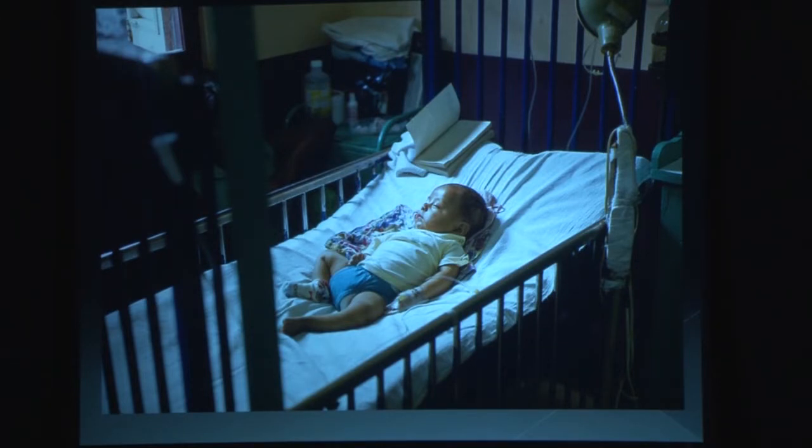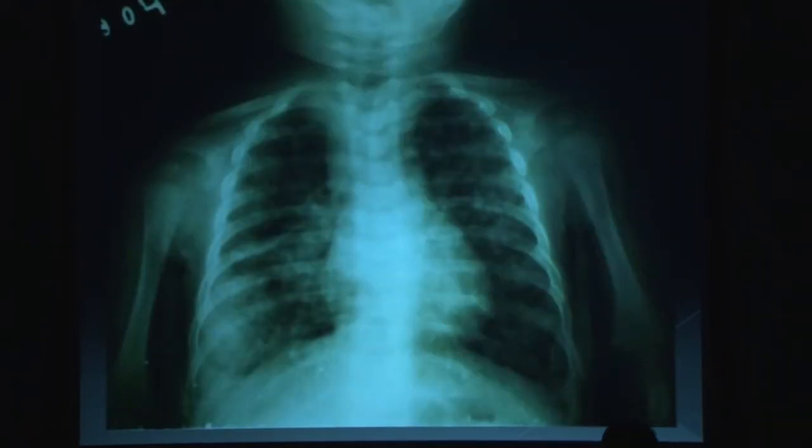This is a child that had cerebral tuberculosis. And this kid did not make it. That's why this kid's head is a little bigger, because he's got so much fluid on the brain. So tuberculosis does get into multi-organ system involvement, and it typically kills people with different organs.